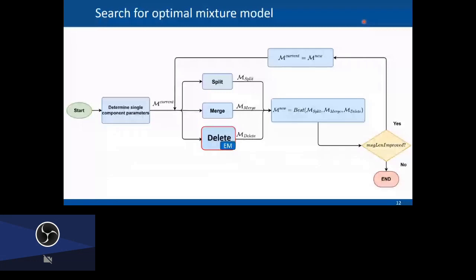So this search algorithm allows us to find the optimal mixture model, which is able to explain the joint distribution of dihedral angles.